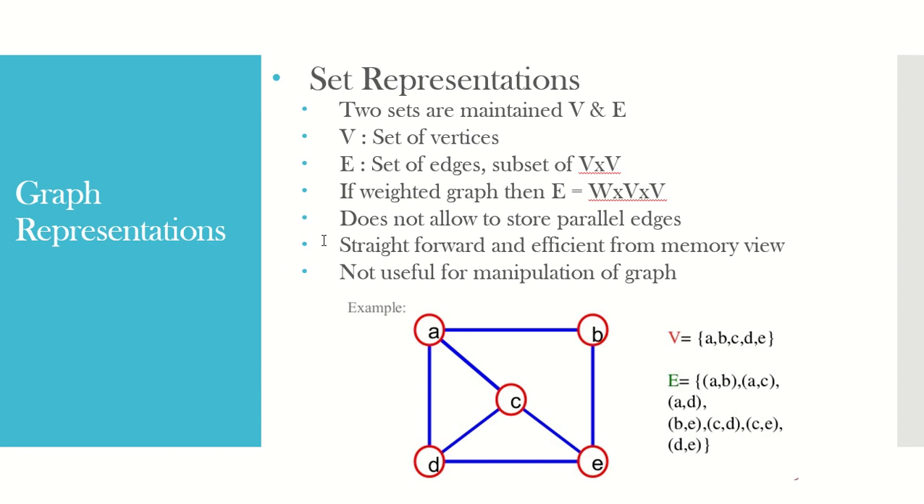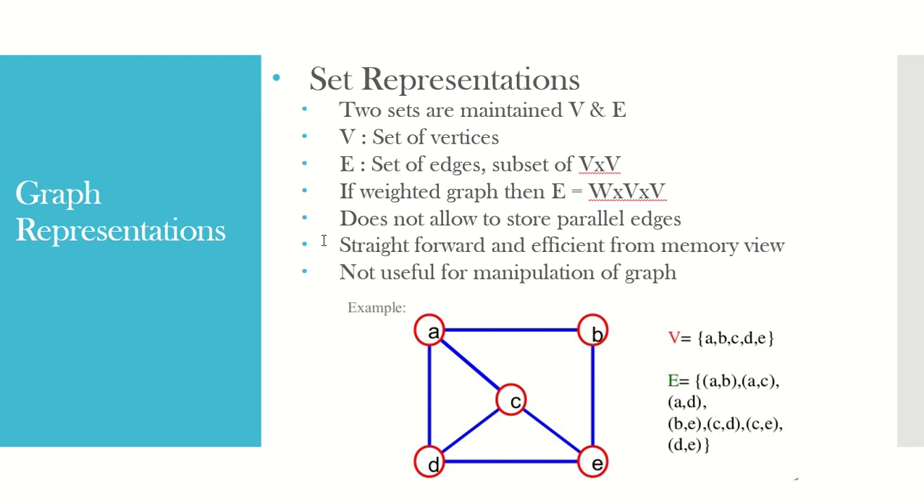Moving first to the set representation. As I said, we'll have to maintain two sets, the first set being the set of all vertices and the second one being the set of all edges. If it is a weighted graph, the vertex set, which is the set of all vertices V, stays the same whether it is a weighted graph or a non-weighted graph.